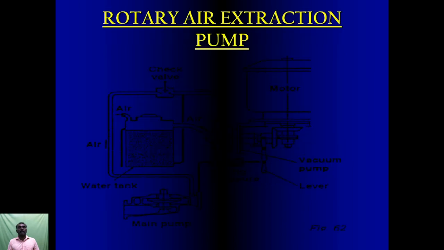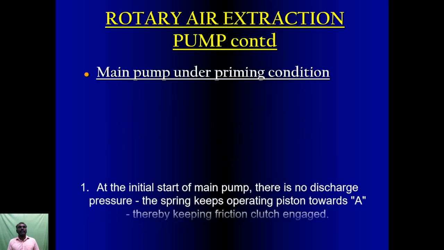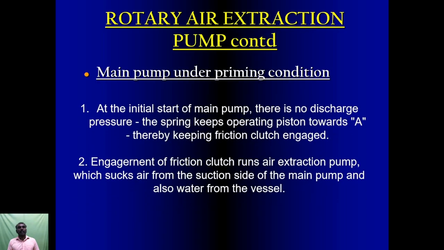This is a schematic diagram of a rotary air extraction pump. Main pump priming conditions are, first, at the initial start of the main pump, there is no discharge pressure. The spring keeps the operating piston towards A, thereby keeping the friction clutch engaged. Then second, engagement of the friction clutch runs the air extraction pump, which sucks the air from the suction side of the main pump and also water from the vessel.